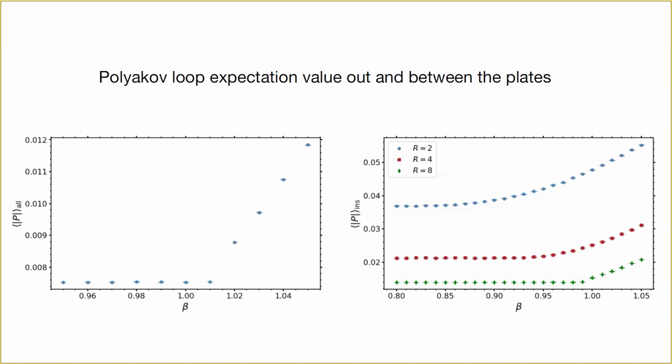If we calculate the Polyakov loop expectation in the empty space-time without any plates, we have some phase transition here. But in between the plates, we see that depending on the distance of the plates, we have phase transitions at different points, and even the Polyakov loop itself grows.